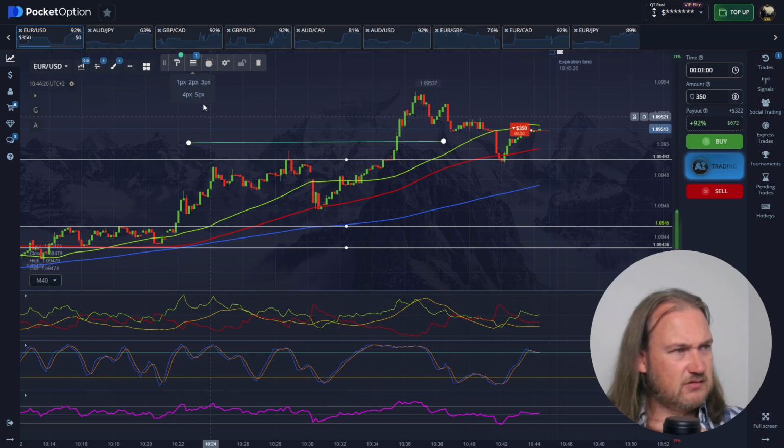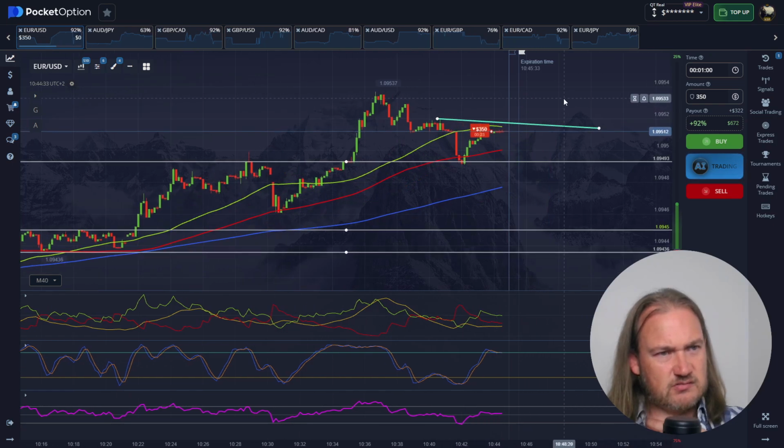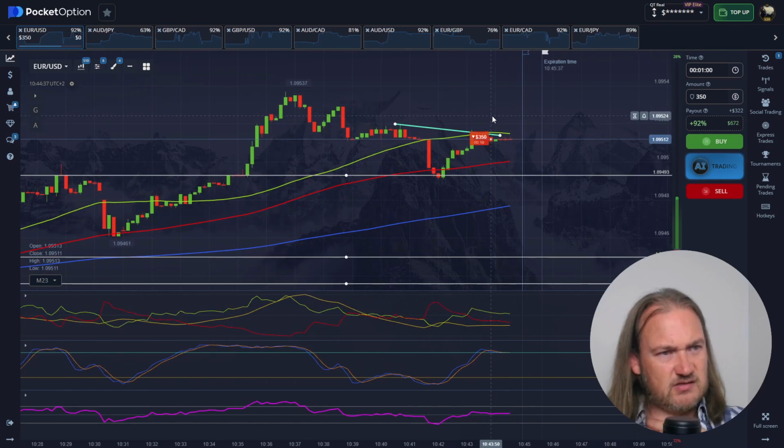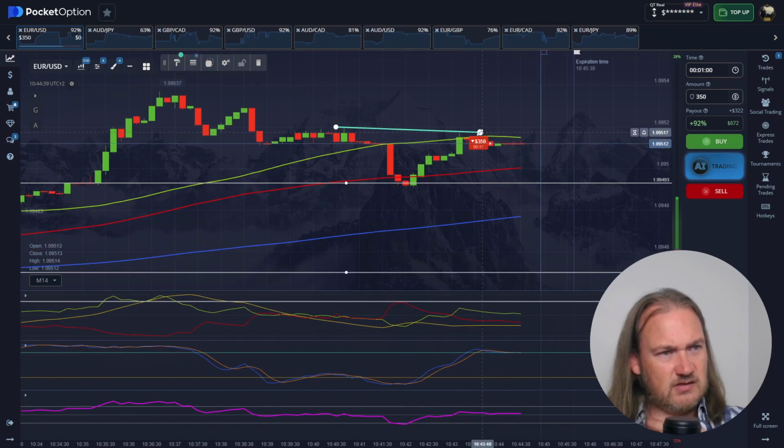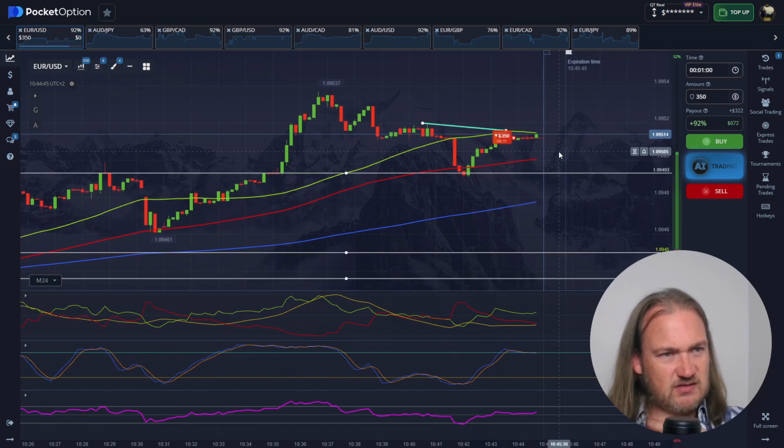Let's make it nice and thick. Okay, so where do we measure the hidden bullish? It's from this area here. Clearly, if I draw a line on the highs here, this price isn't moving. This sucks.